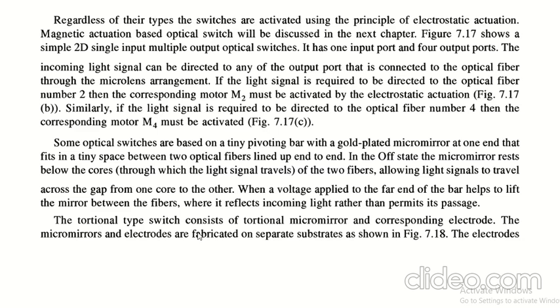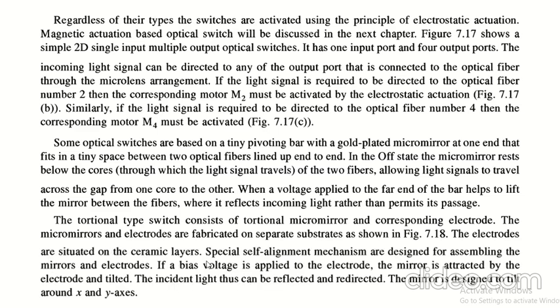The torsional type switch consists of a torsional micromirror and a corresponding electrode. The micromirrors and electrodes are fabricated on separate substrates. The electrodes are situated on a ceramic layer. Special self-alignment mechanisms are designed for assembling the mirrors and electrodes. If a bias voltage is applied to the electrode, the mirror is attracted by the electrode and tilted. The incident light can thus be reflected and redirected. The mirror is designed to tilt around the X and Y axes.